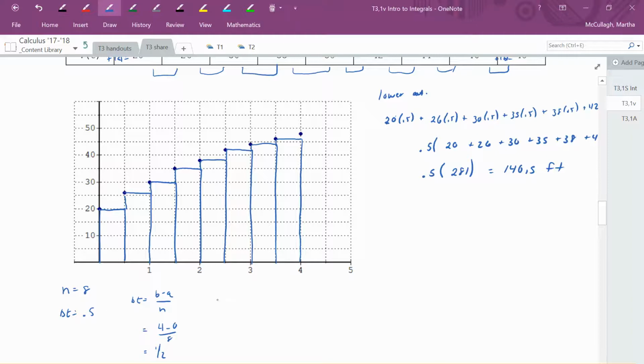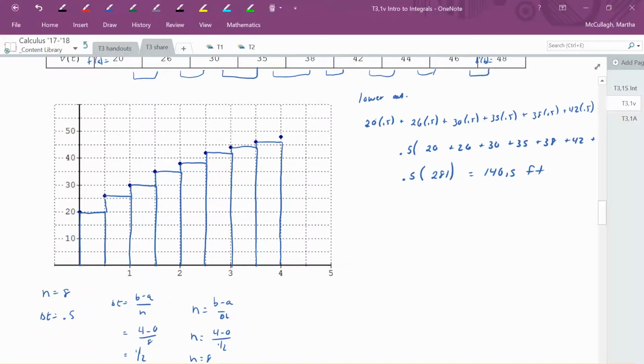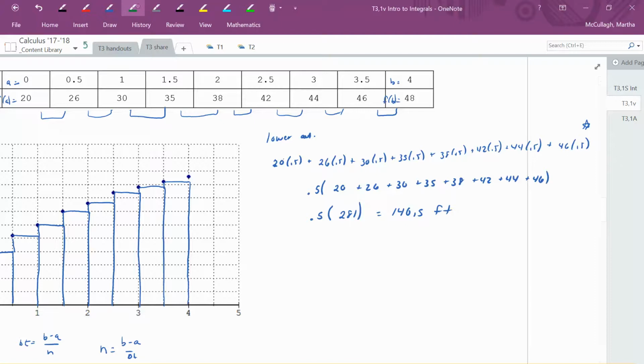And the reverse of that is that my n would be b minus a over delta t. N is equal to 4 minus 0 over a half. N is 8. We can see that by counting it. Okay, well now let's come back over and do our upper estimate.